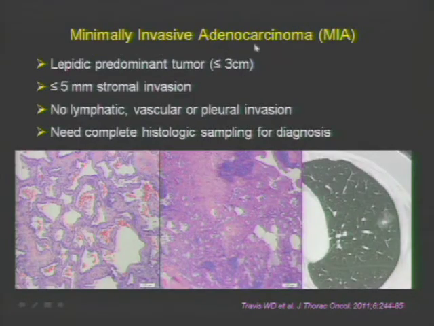Minimally invasive adenocarcinoma. These lesions are predominantly lipidic, but they have a small area of stromal invasion, here characterized by fibroblastic proliferation. They don't have lymphatic, vascular, or pleural invasion. And again, we need complete sampling so that we can make sure that the area of stromal invasion is up to 5 millimeters. And on CT, the area that we see as a ground glass corresponds to the area of lipidic pattern, and the small solid area corresponds to the area of stromal invasion.